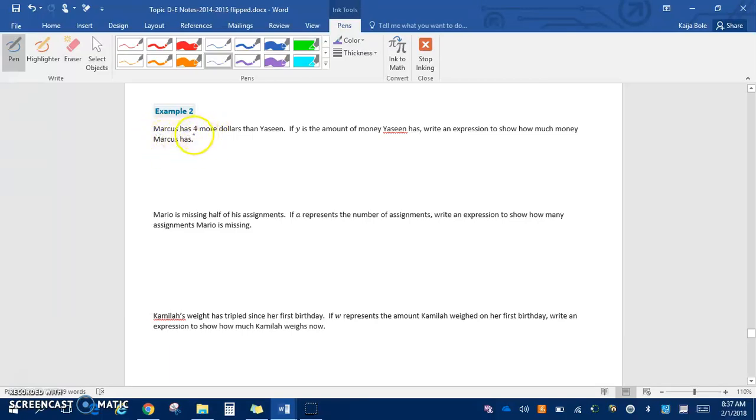It says Marcus has $4 more than Yasin. If Y is the amount of money Yasin has, write an expression to show how much money Marcus has. So we know Yasin has Y dollars, and Marcus has $4 more, so that means we're going to add 4 to that Y. And remember, because of the commutative property, you could write it this way, or we could have 4 plus Y.